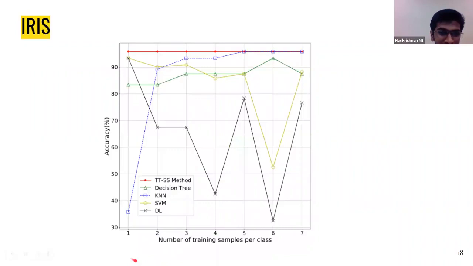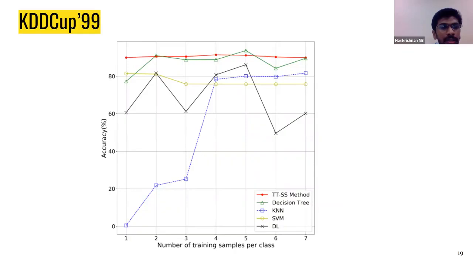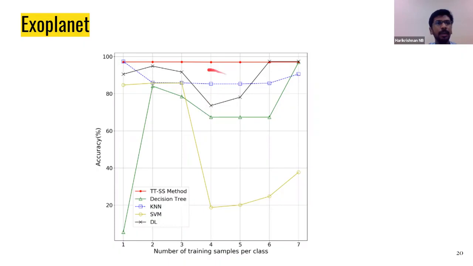So here you can see, in this case, DL performs very badly for the iris case. Again, the details of the architecture, I will share the paper with you. Our paper and KDD cup also, you can see. Then exoplanet classification, again a three-class classification problem. Here also, we can see a consistent performance in the case of ChaosNet.